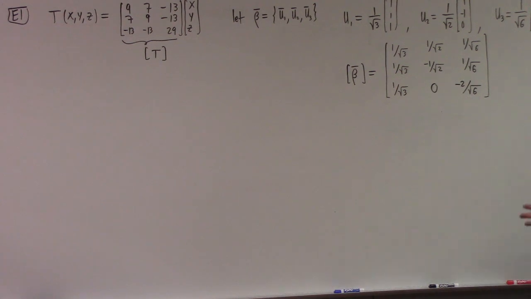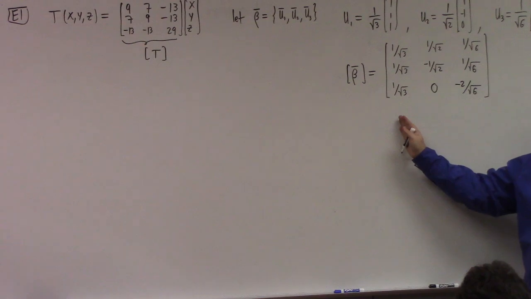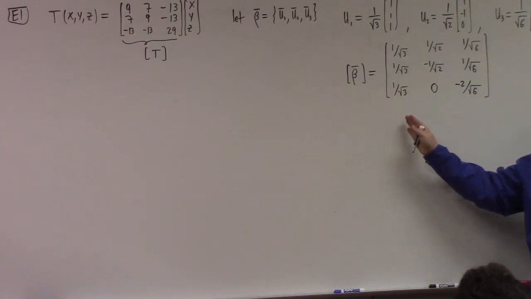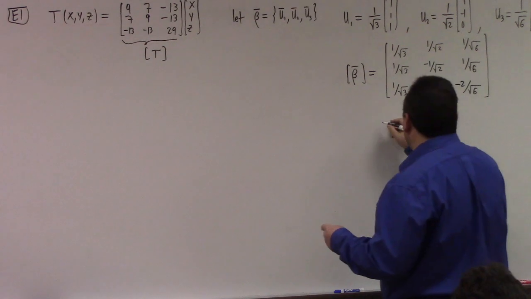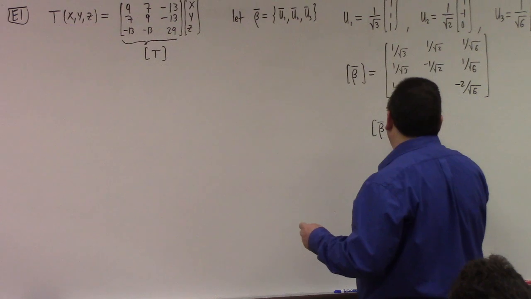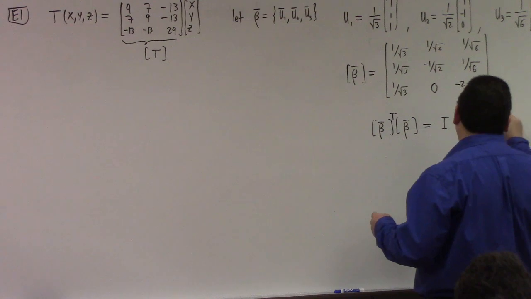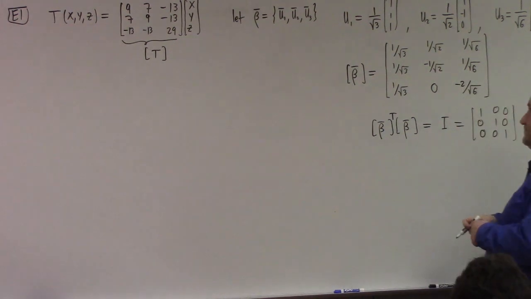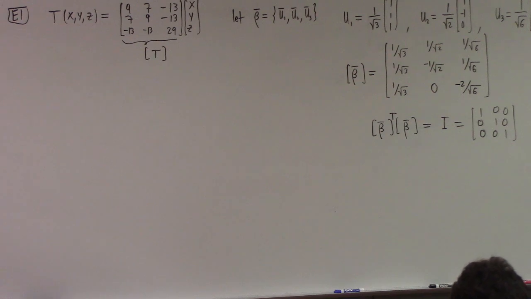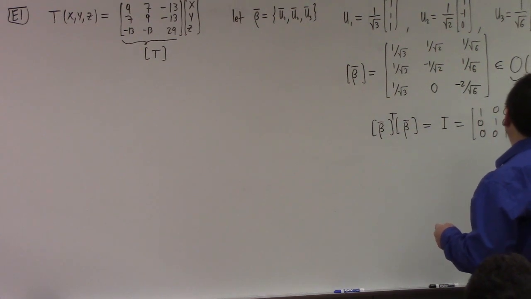Remember this homework problem we worked out? Do you guys remember this? We had a homework problem where we proved that if you have an orthonormal set and you glue them together to make a matrix, then what happened? In that homework problem we saw that beta bar transpose times beta bar is just equal to the identity matrix, right? So what does that mean? The transpose is the inverse, right? In other words, this is an element of what we called O3, the orthogonal matrices.